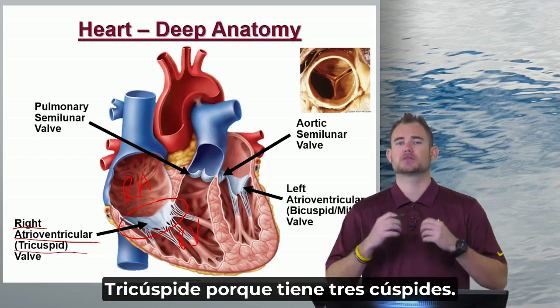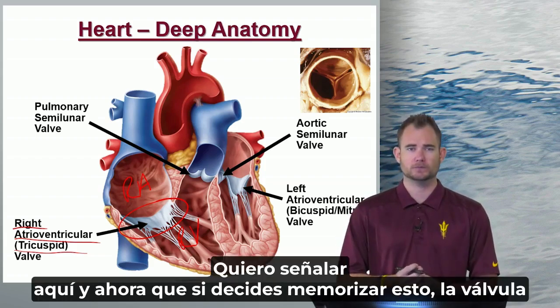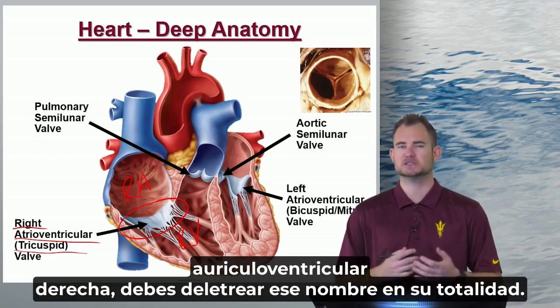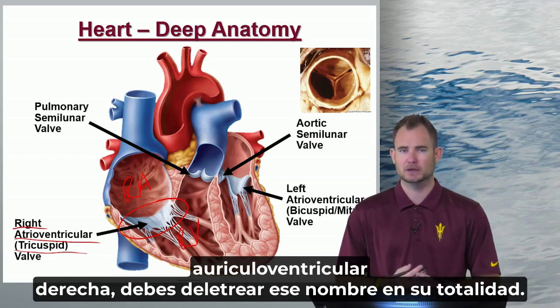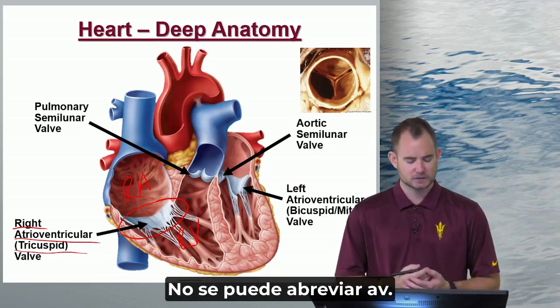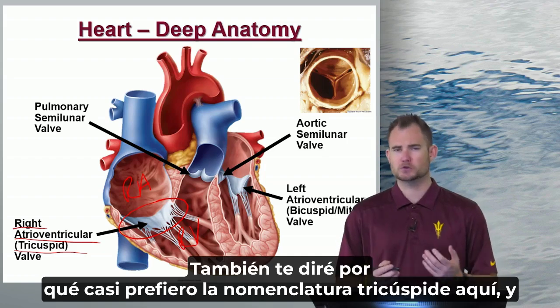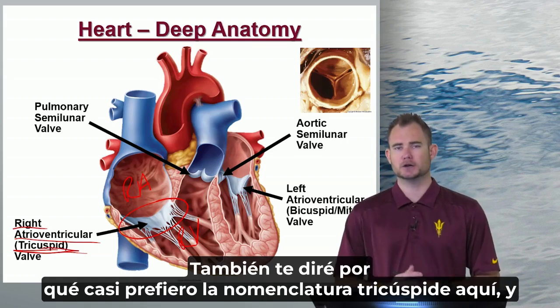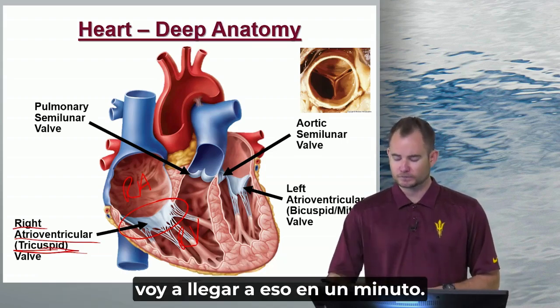Tricuspid because it has 3 cusps. I do want to point out right here and now that if you choose to memorize this, the right atrioventricular valve, you must spell that name out in its entirety. You can't abbreviate AV. I also will tell you why I almost prefer the tricuspid nomenclature here. I'll get to that in just a minute.